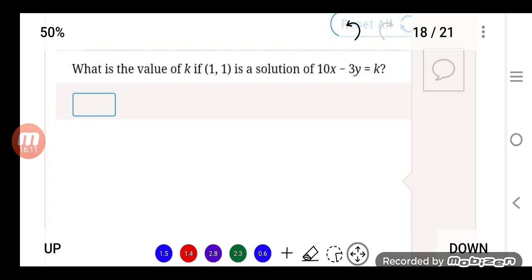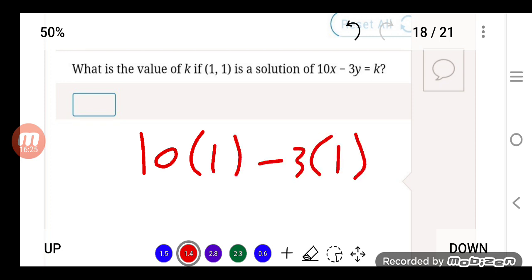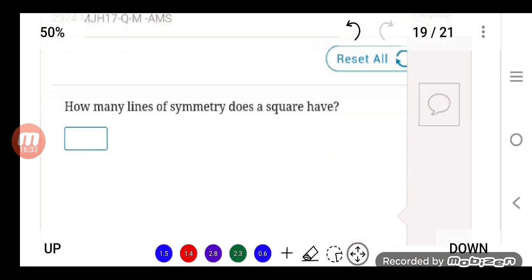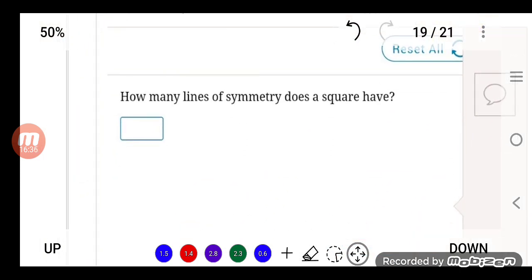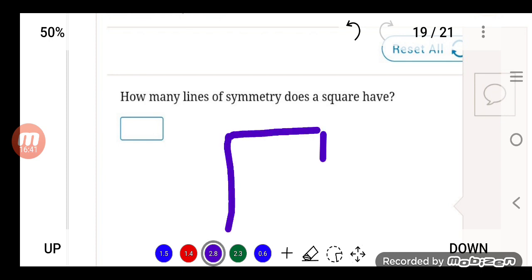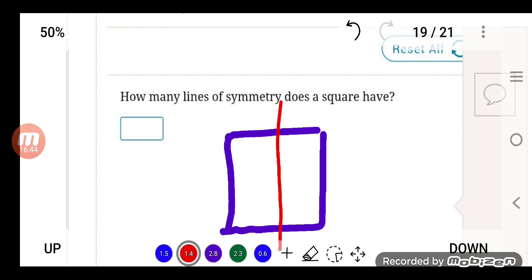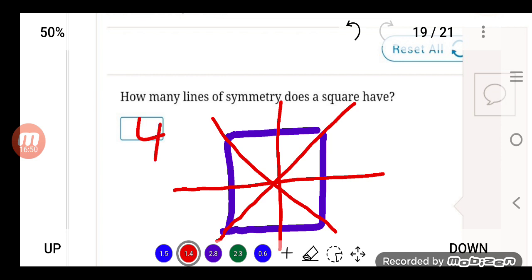Next question. What's the value of k if the point is a solution? We plug the point in the equation. 10 multiplied by 1 minus 3 times 1 equal k. 10 minus 3, 7, so k is 7. Next question. How many lines of symmetry does a square have? A square is like this, and this is line of symmetry, another one, third one, fourth one. So 4 lines of symmetry.